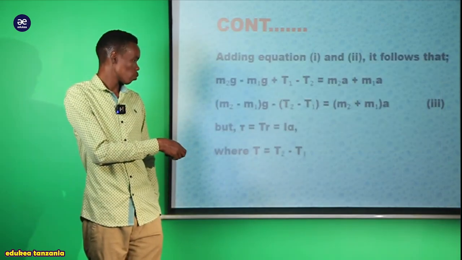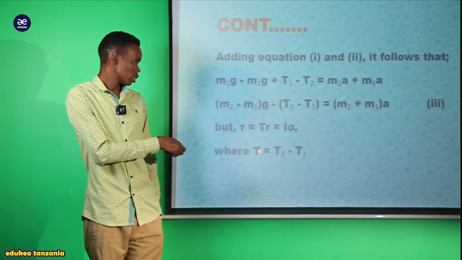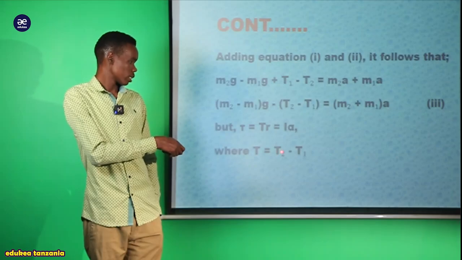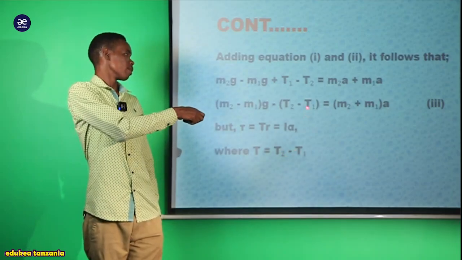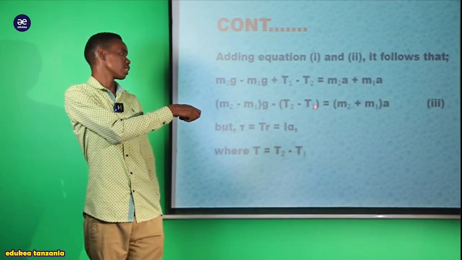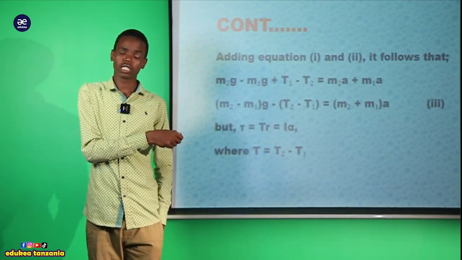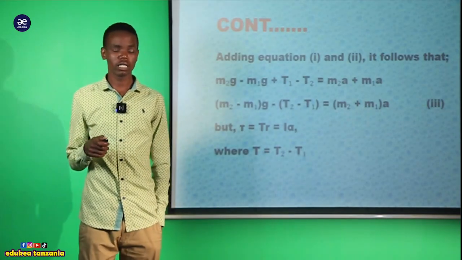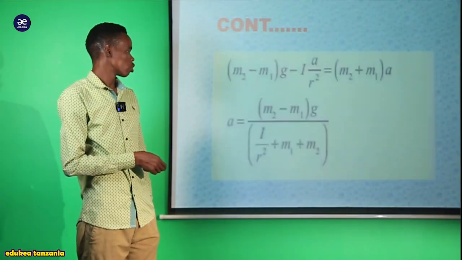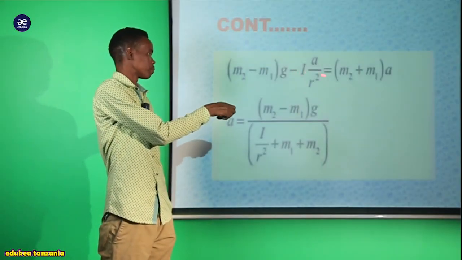Na hapa tulijaribu kuona hawa T tension ni sawasawa na T2 minus T1. Kwa baada ya kuandika yule T2 minus T1 tunaweka tension, lakini tension huyu tumeshamdemonstrate ni sawasawa na I times A divided by R square. Ndio kitu ambacho kimekuja kikatokea hapa.